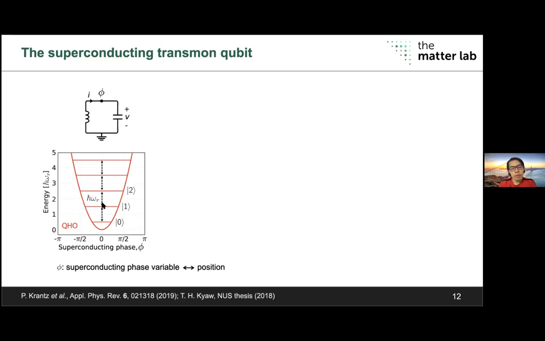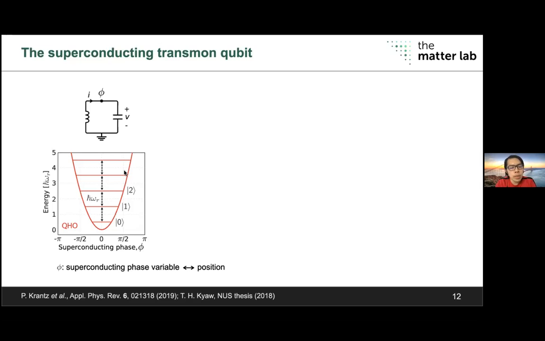for getting a two-level system for quantum computational purposes. We would like to have a two-level system that can be controlled, and here, since the energy levels are equally spaced, if you excite 0 to 1, there is also a tendency that this 1 is going to be excited to 2, 3, and so on. So this is not very good for a quantum control experiment.